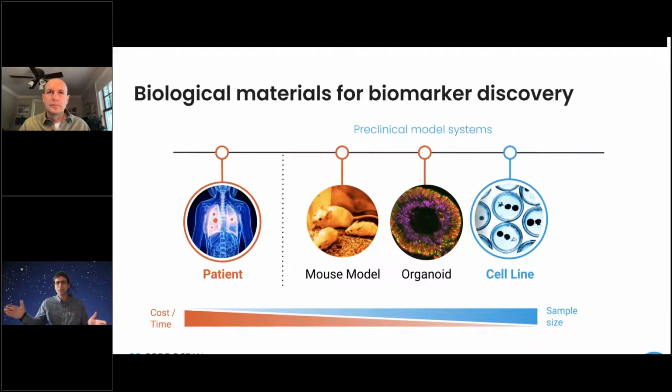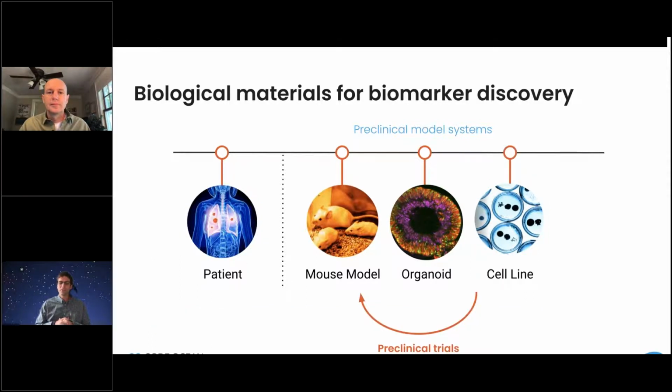And as you go along that axis, you can really start to generate a lot of data. Cell lines are extremely amenable for high throughput drug screening. And so what happened is that a lot of people generate tons of data at the cell line level, challenge them with a lot of drugs and measure their response and use that data for biomarker discovery.